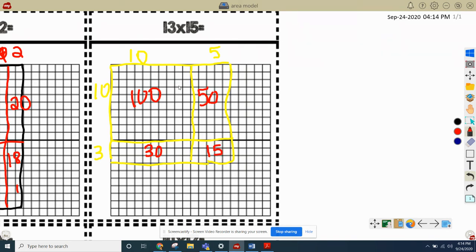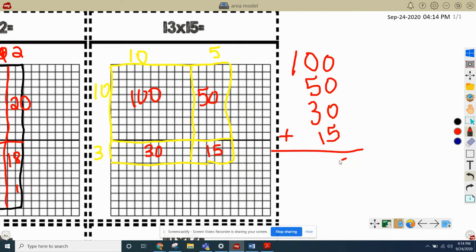And again, these are partial products. Okay, so we add them together to get our full product. So 100 plus 50 plus 30 plus 15. We add those together to get 195. So 13 times 15 is 195.